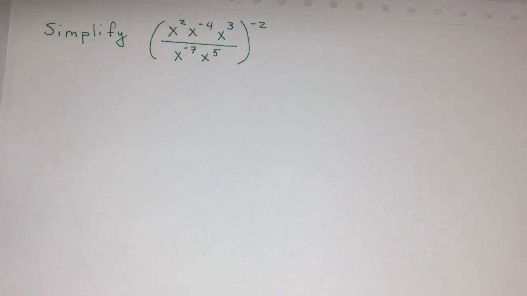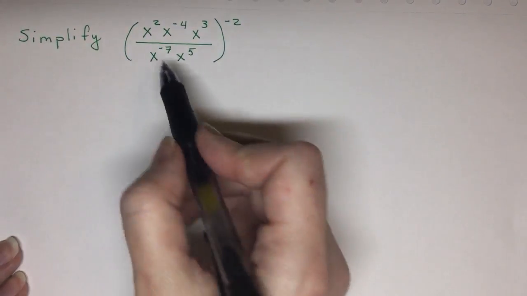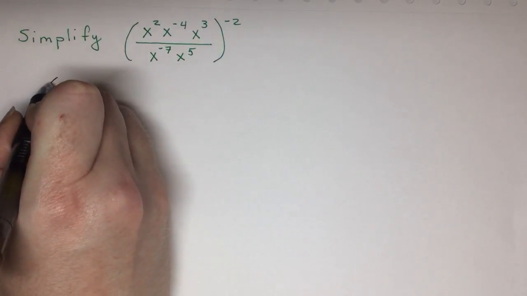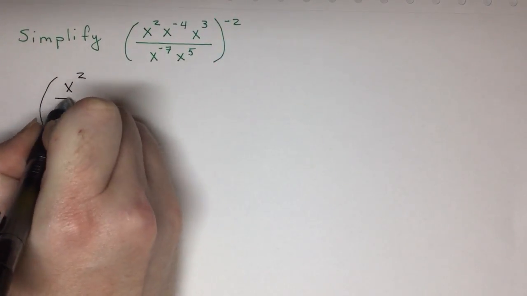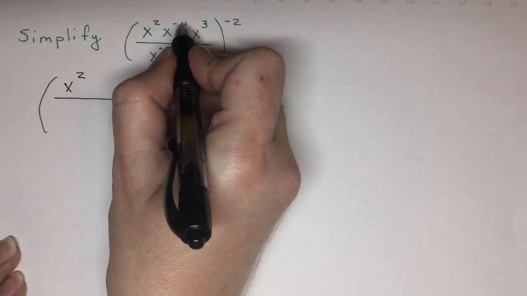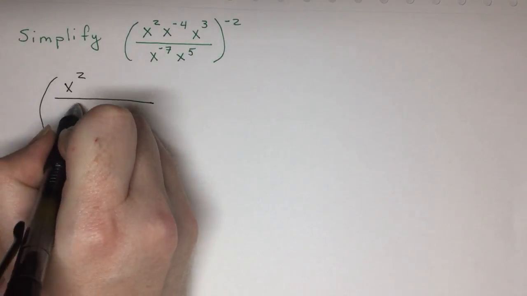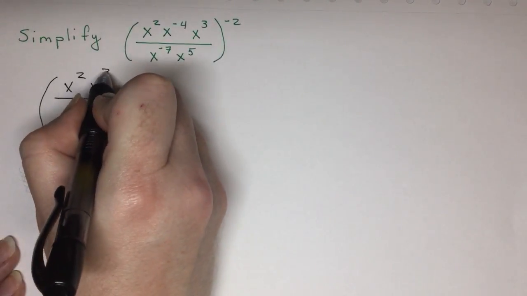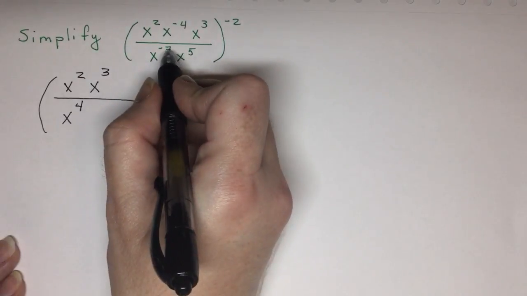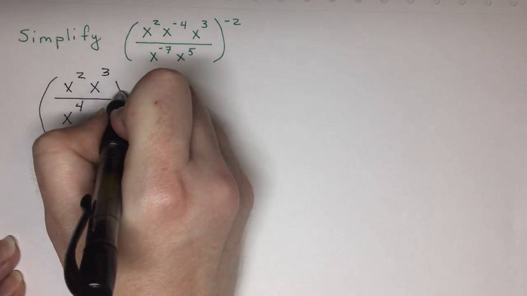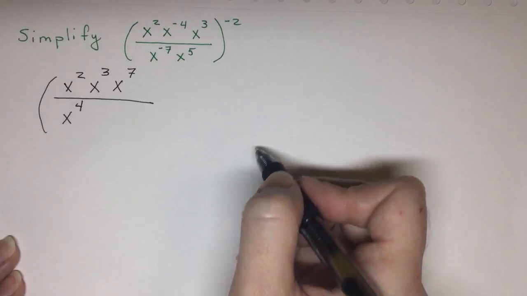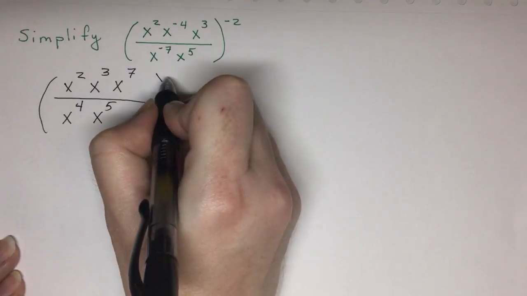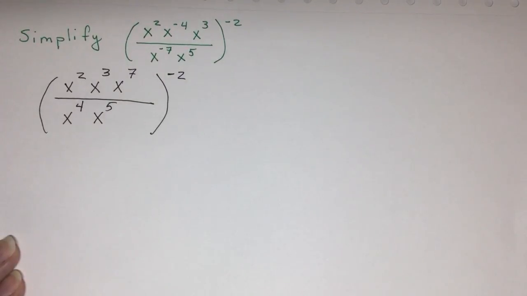I also could have done this by saying, well, inside parentheses I've got positives and negatives. Let me make those all positives. X squared, positive power, stay where it is. X to the negative 4, negative power, flip. X to the 4 in the denominator. X cubed, positive power, stay where you are. X to the negative 7, negative power, flip. X to the 7th in the numerator. X to the 5th, positive power, stay where you are. This is all to the negative 2.